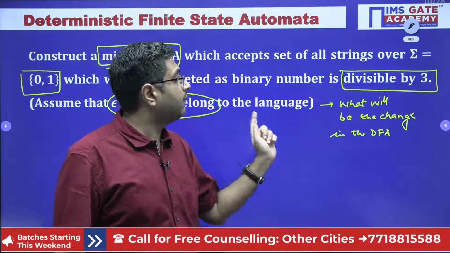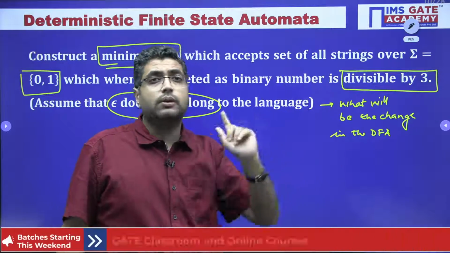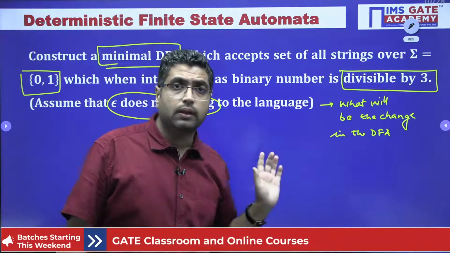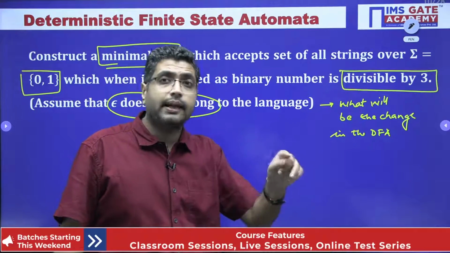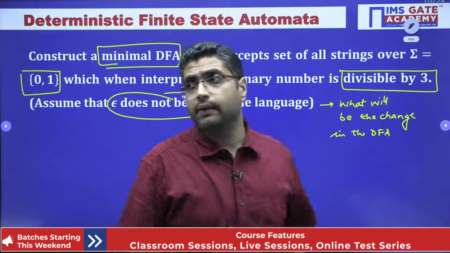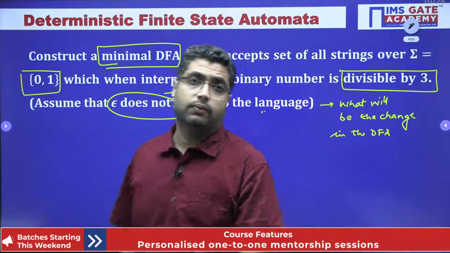When I am saying when divided by 3 gives a remainder of 2, in that case the third state will be the final state. I am not accepting epsilon, so this problem will not come in that case also. But when I am saying when it is divisible by 3, I am assuming that the initial state is the final state, I am accepting epsilon, and if the question specifically says that epsilon does not belong to the language, what should I do?